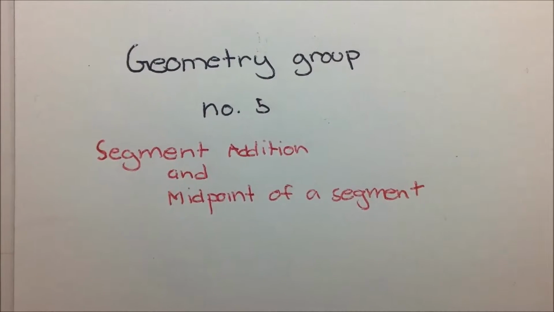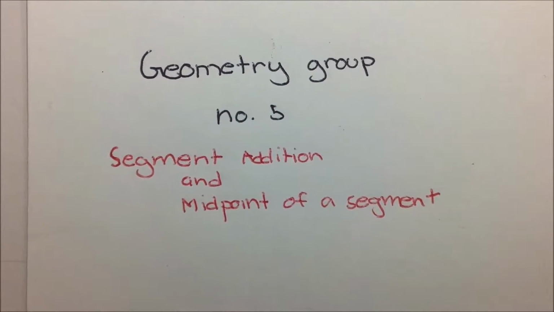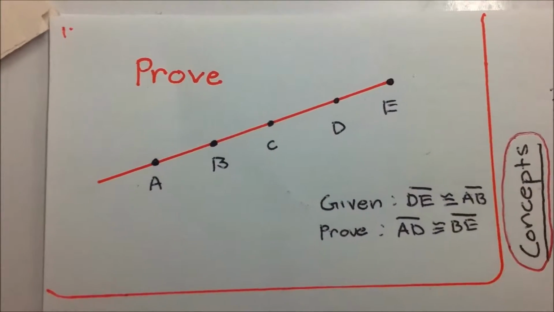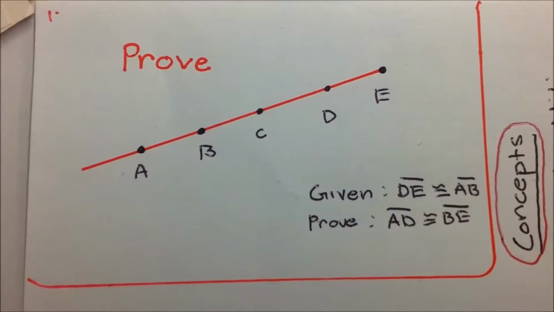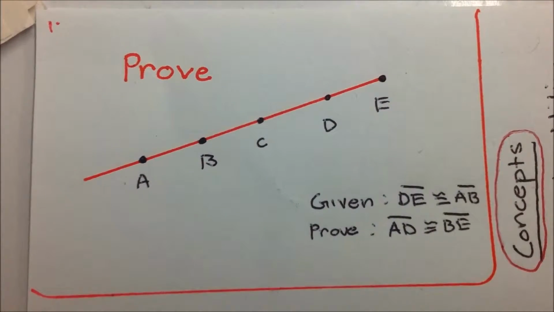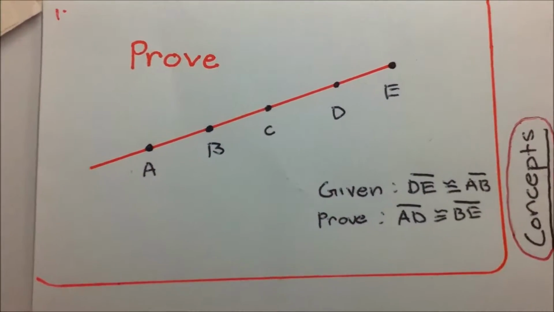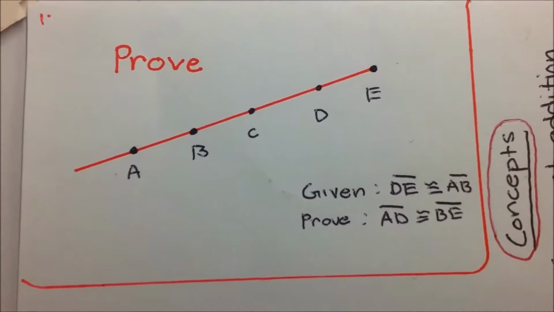Hi, we are Geometry Group number 5, and we are going to prove a problem on segment addition and midpoint of a segment. So here we have one line and 5 different points, A, B, C, D, and E, and the given is segment DE is congruent to segment AB, and to prove that segment AD is equal to segment BE.